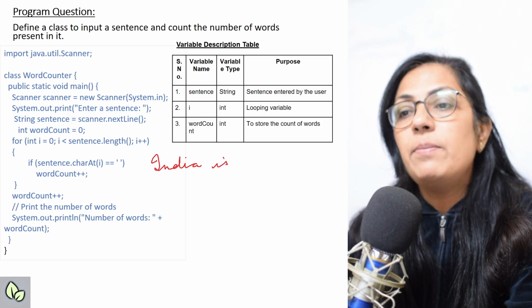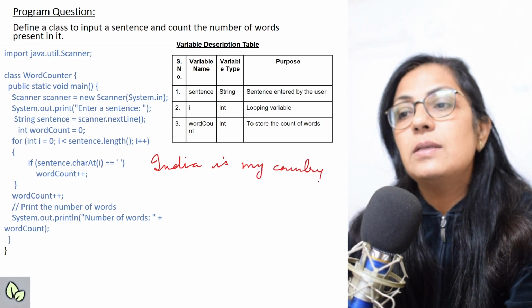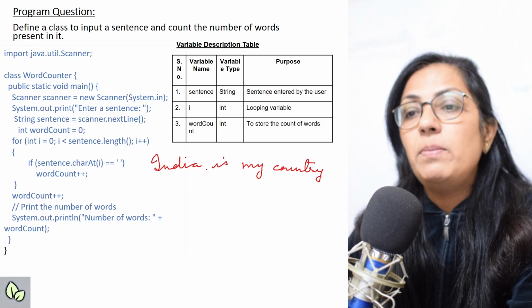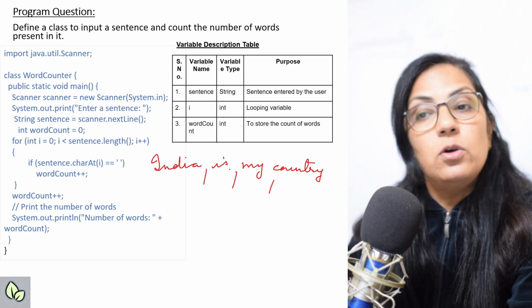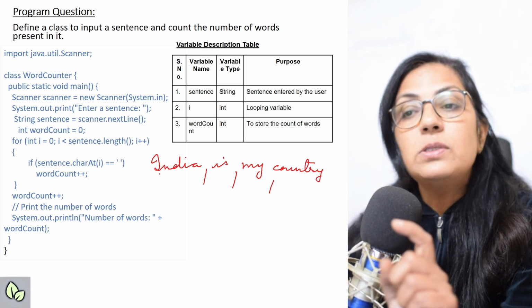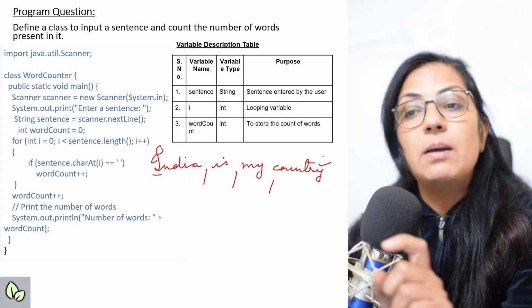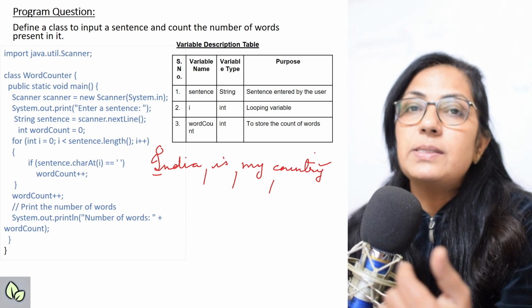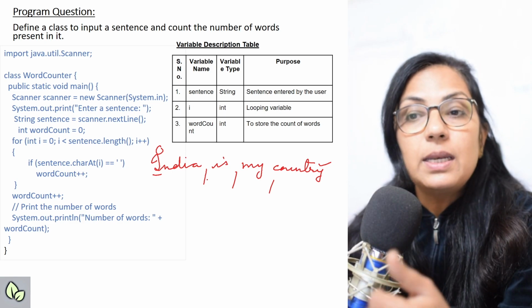So suppose I am writing India is my country, right? So my sentence is suppose this. So how many spaces are there? 1, 2 and 3 spaces. So what we have to do, इसमें हमको starting से from the 0th index number till last index number, we'll check how many spaces are there. जितनी spaces हैं, हम number of words को increase करते जाएंगे.